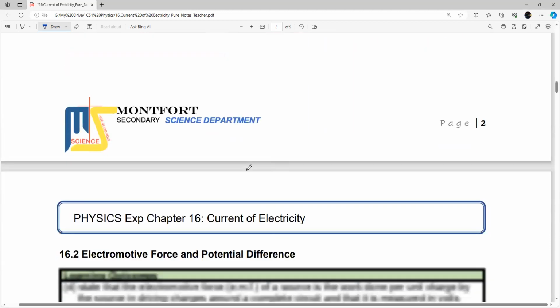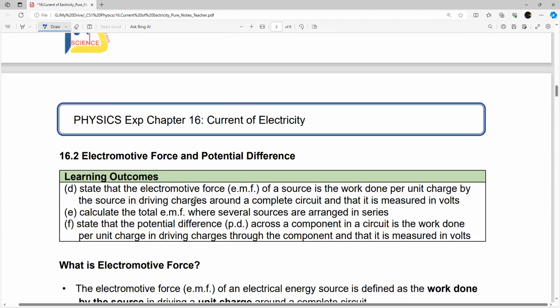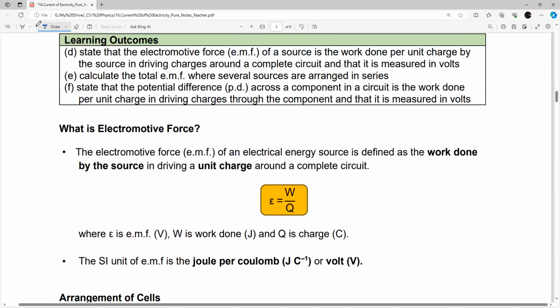Next, what is EMF? Which is electromotive force. Electromotive force is defined as the work done by the source to drive a unit charge around a complete circuit. The formula is given by E, epsilon, equals work done over charge.